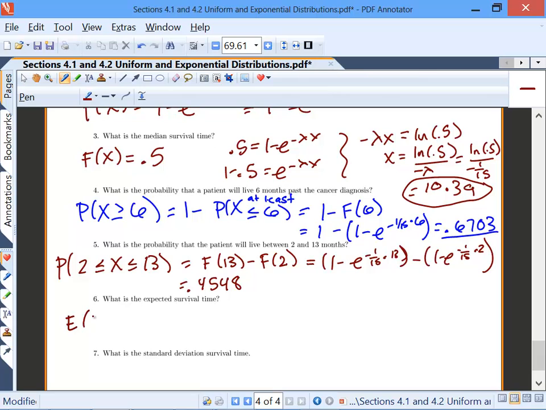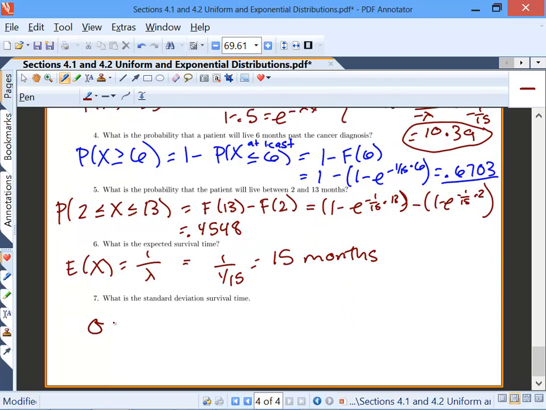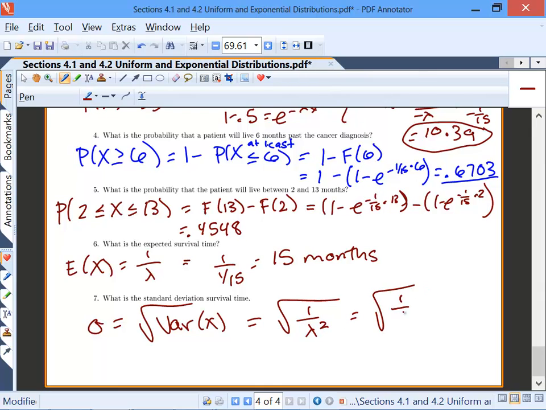Expected survival time. The formula for that is just 1 over lambda. We have 1 over 1/15, which gives me 15. So we expect to survive another 15 months. And if I want the standard deviation, that's just the square root of the variance. So it's the square root of 1 over lambda squared. So the square root of 1 over 1/15 squared is just going to give me 15 again. So 15 months.